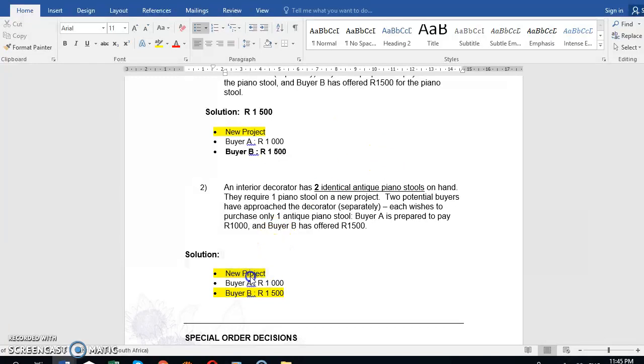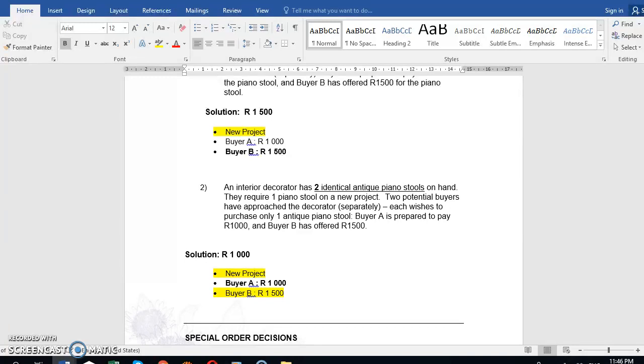But maybe I should rephrase. If there was no new project, we have two stools, we would keep buyer A and buyer B happy. But now we have a new project and we need to use a stool in the new project. So one chair goes to the new project and the other chair will go to the buyer that's prepared to pay the highest. That's the more rational decision. So the only thing that we're foregoing is the 1,000 in this case. That's the only other alternative that we're foregoing, that's 1,000 rand, and therefore the solution to the second one is 1,000.